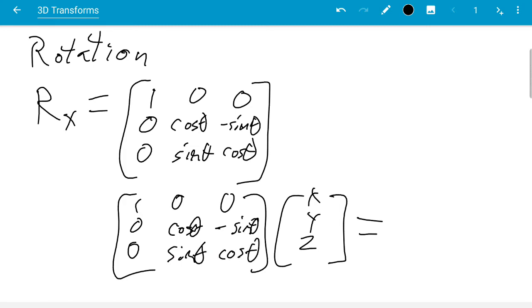All right, let's multiply it. So we end up with our x, 1 times our x, great. 0 times our y, 0 times our z, fine. On the next row of our answer, our resulting vector, we'll get 0 times our x, so the x component is not part of this rotation.